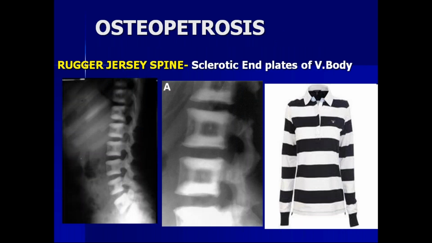And the typical finding is rugger jersey spine, where you have alternating black and white bands like a rugby jersey. That is the shirt used in rugby. So that is called rugger jersey spine. You have alternating whitish and blackish bands. Okay, so the disc space is also a black line, the end plates are white, and again the body is black. So you can have a similar picture.